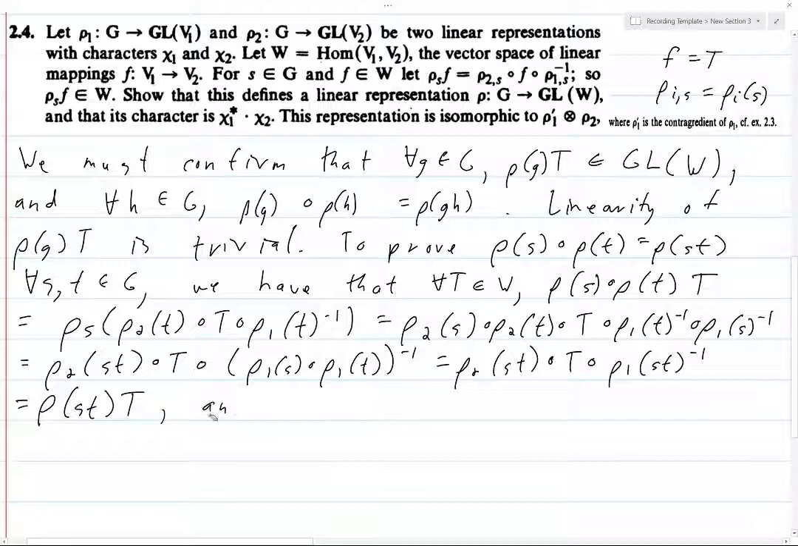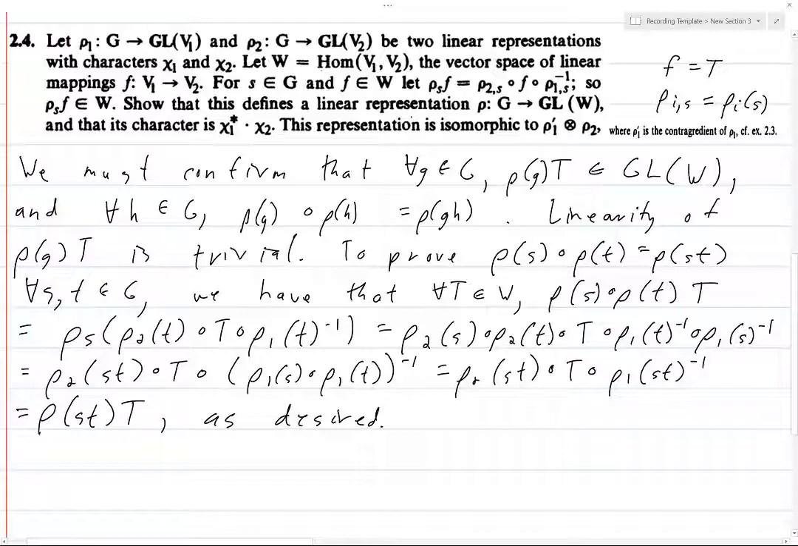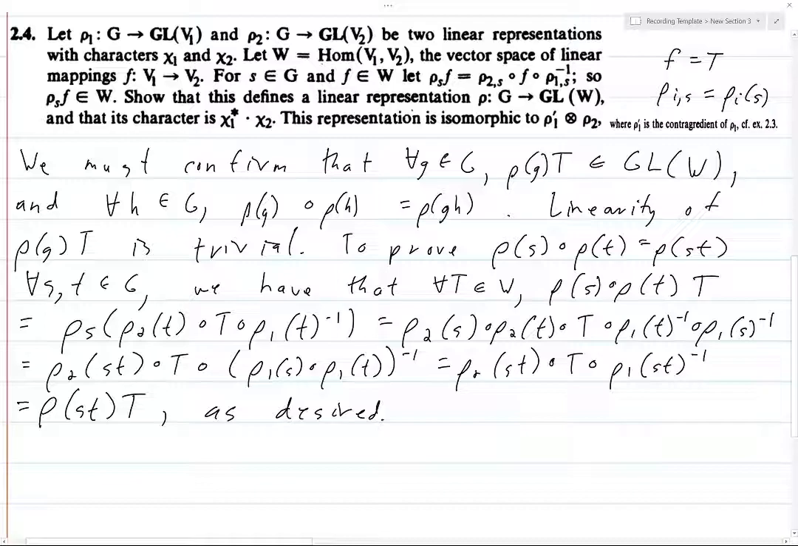And this is as desired, because if this equation holds for all capital T, then that means that rho S of rho T, lowercase t, is equal to rho of ST. Okay, so that confirms that rho g satisfies the composition property, but then we also need to check that evaluating it at any capital T will give us an element of GL(W).